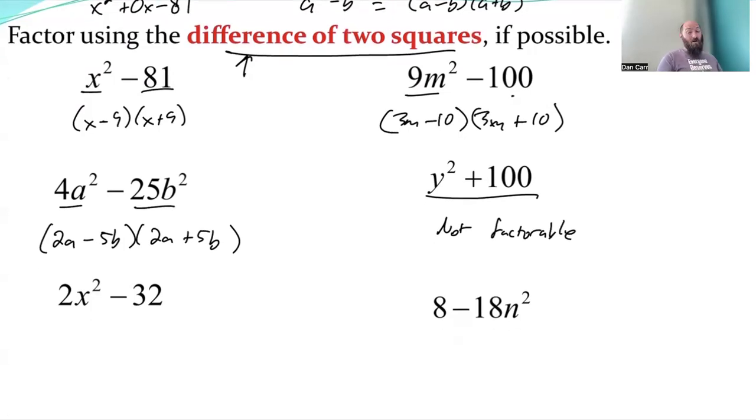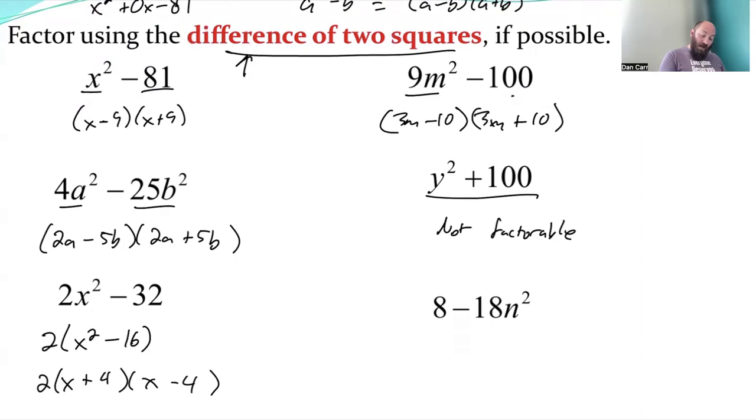2x squared minus 32. They are not perfect squares. However, if I factor a 2 out first, that's x squared minus 16. Now, x squared and 16 are perfect squares. So that'll be x and x. -16 is going to be a plus 4 and a minus 4.